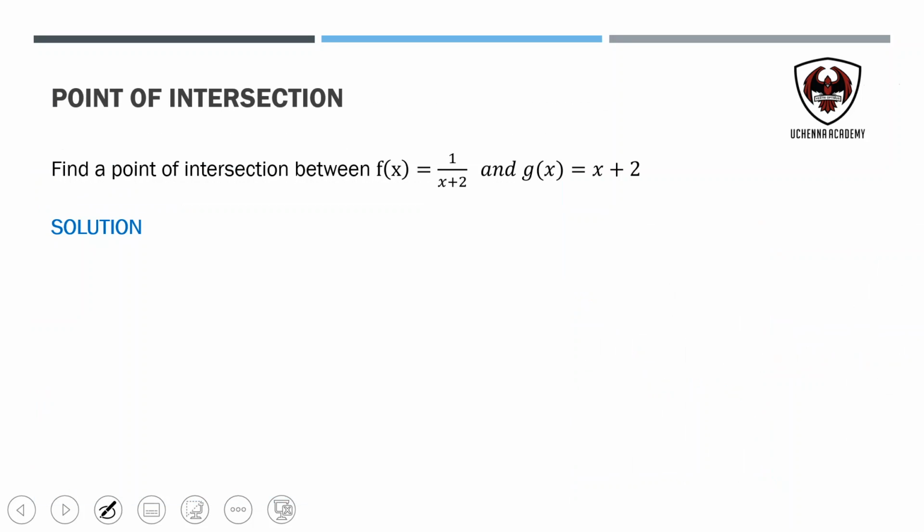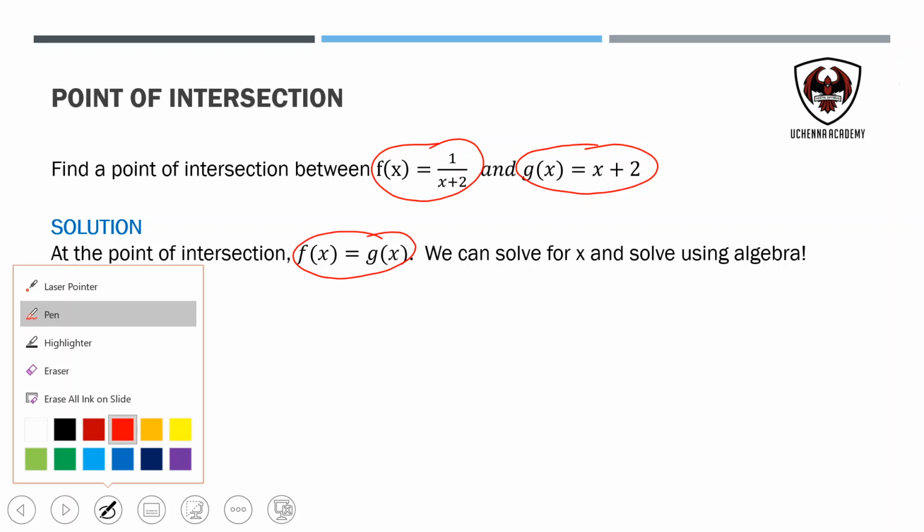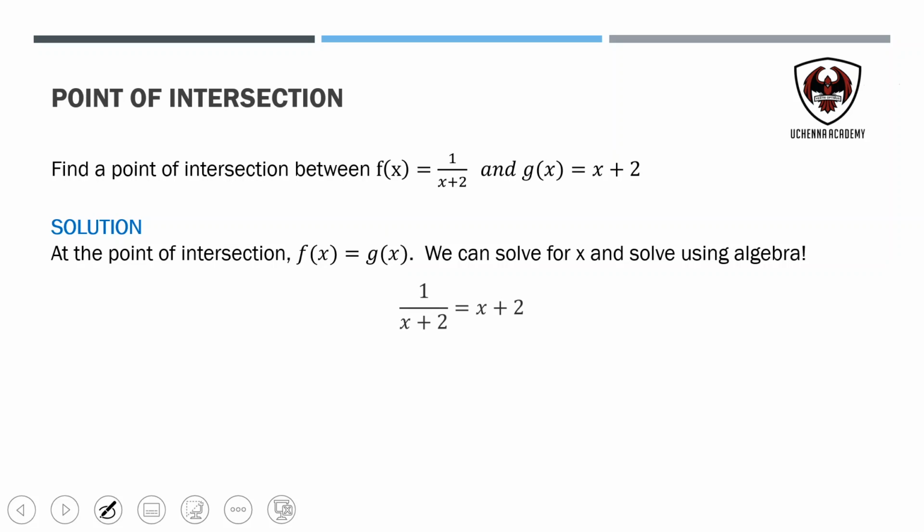The last thing that we'll talk about is the point of intersection. So you're asked to find the point of intersection between these two functions. And what does it really mean to find a point of intersection? Well, at the point of intersection, the two functions must be equal since they're intersecting. So we can just make them equal first and foremost.